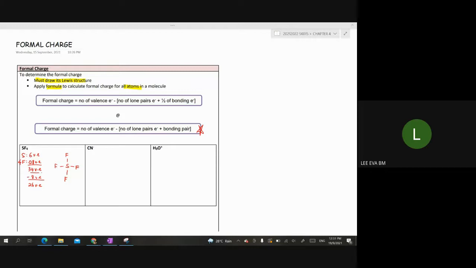So step number 4, complete the octet for all the surrounding atoms. 2, 4, 6, and then you have 4 fluorine atoms. So 6 times 4, we got 24. So now 2 valence electrons left. That means you have 1 lone pair at the center. Okay, so on my sulfur, there is 1 lone pair. So make sure the lone pair always sticks together. So make sure they are side by side.